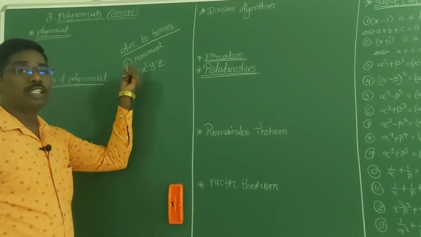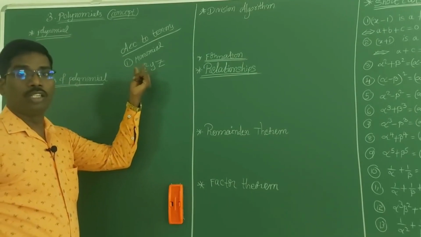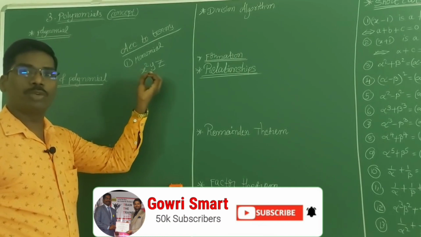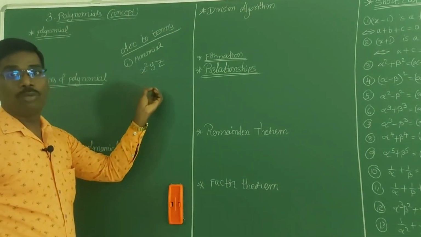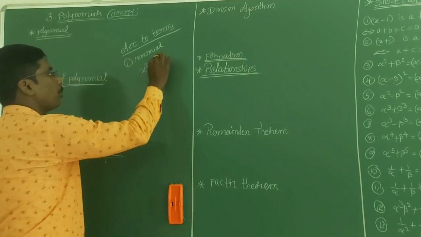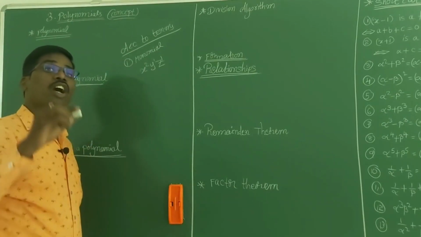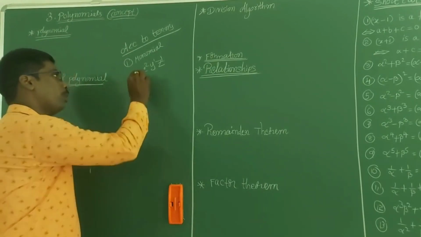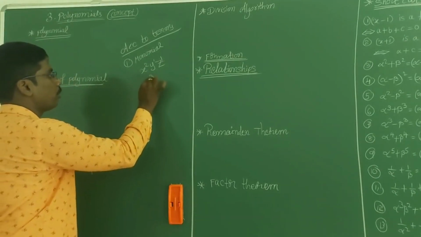So we can say that the sum of the powers of all the variables which are present in a monomial, that is the degree of the monomial. In this, x square y power 1 z power 1. So 2 plus 1 plus 1, 4. So 4 is the degree of the monomial, or degree of a term. Now I will give one more example.